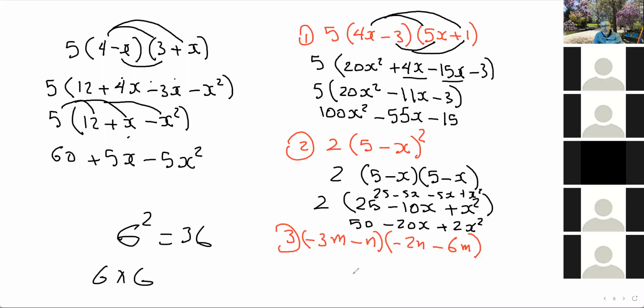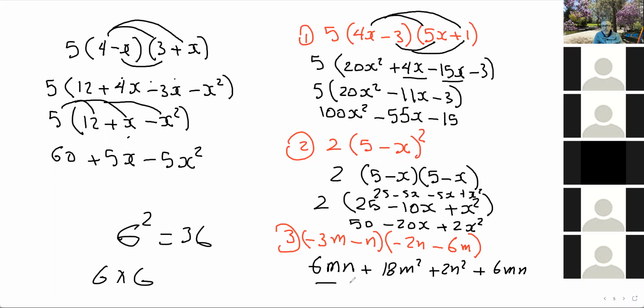So negative 3m times negative 2n is positive 6mn. Negative 3m times negative 6m is positive 18m squared. Negative 1n times negative 2n is positive 2n squared, because that's negative 1 times negative 2. And then negative n times negative 6m is going to be plus 6mn.